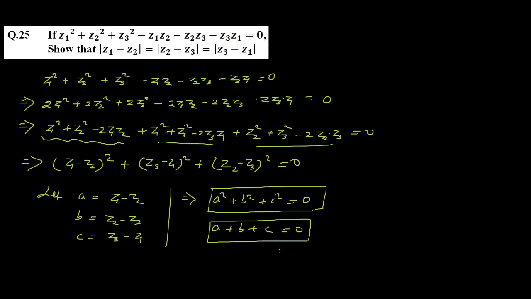Now this is the time to go back. Go to part 1 of the video, the link is already given in the description, and see question number 2. In question number 2, it is given that a, b, c are complex numbers satisfying a + b + c = 0. It's already there, right? And a² + b² + c² is also 0.